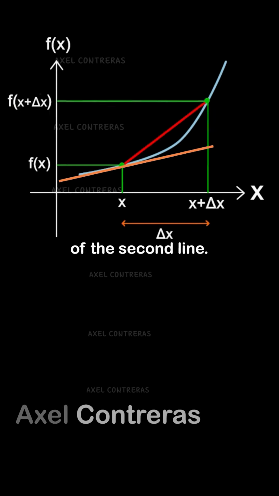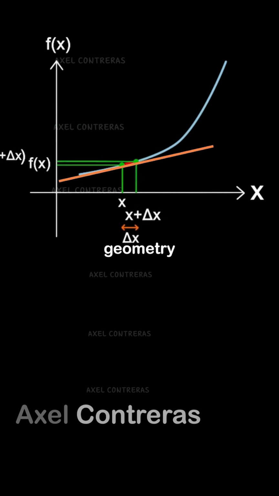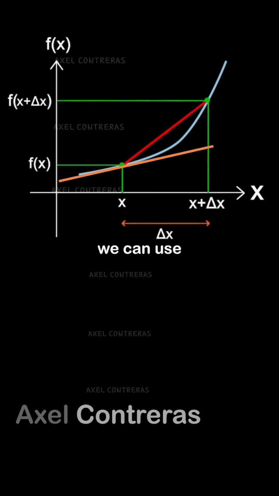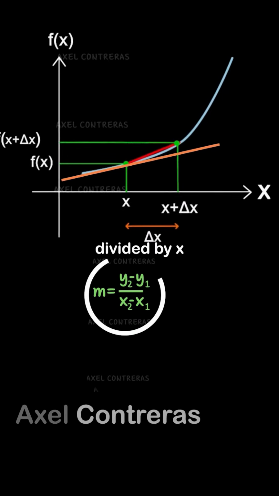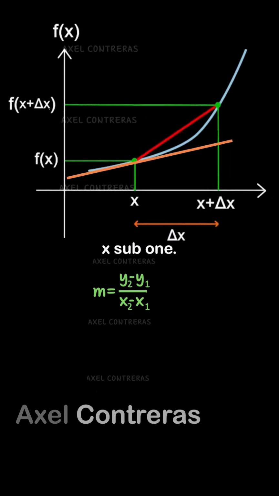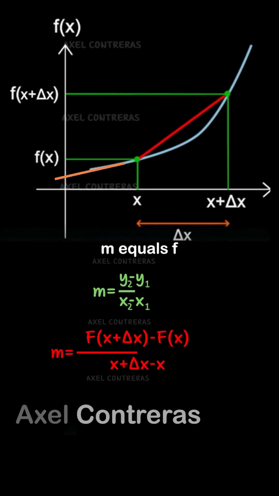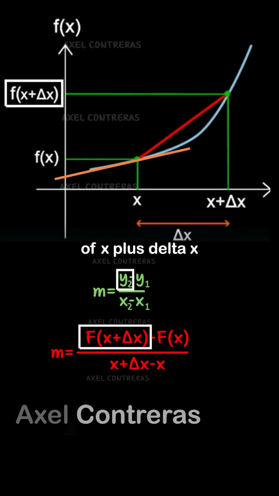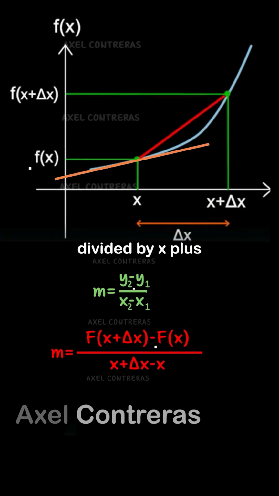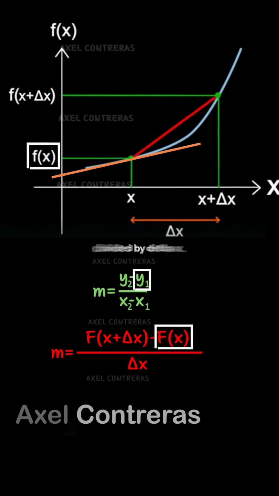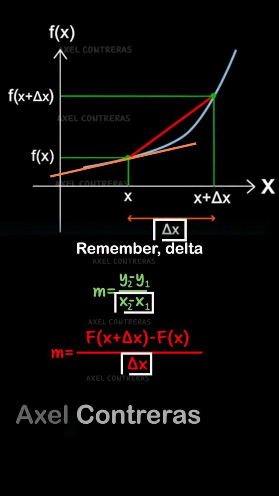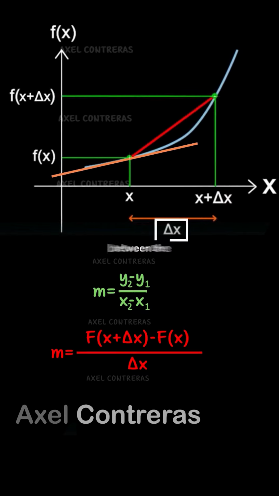To find the slope of this second line, we can recall from analytic geometry that if we know 2 points on a line, we can use the formula m equals y sub 2 minus y sub 1 divided by x sub 2 minus x sub 1. In our case, that becomes m equals f of x plus delta x minus f of x divided by x plus delta x minus x. We can simplify the denominator and we're left with m equals f of x plus delta x minus f of x divided by delta x. Remember, delta x represents the horizontal distance between the 2 points.